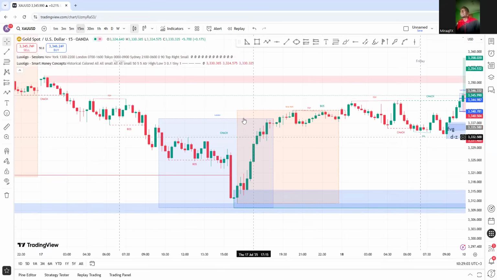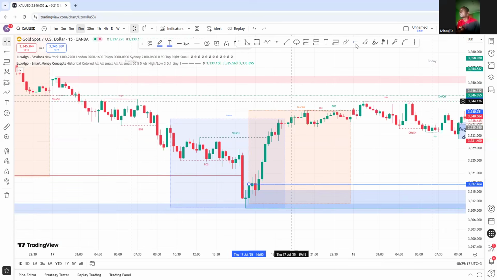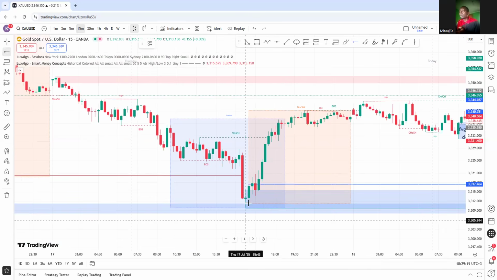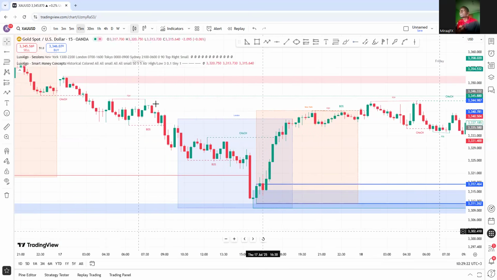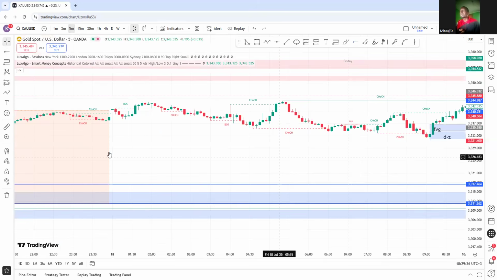So looking at this one here, this was London session on the 15 minutes time frame. The strategy says you mark the high and the low of the first 15 minutes candle. So that is basically the high, and then we have the low down here, and then we go to the 5 minutes and wait for the market to break out.